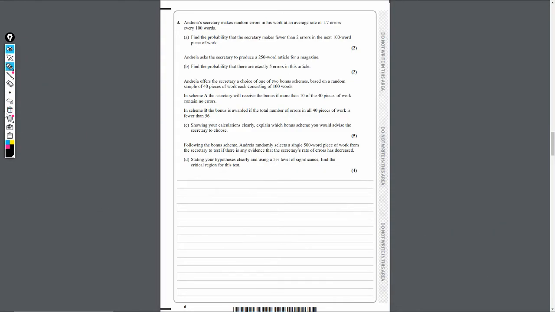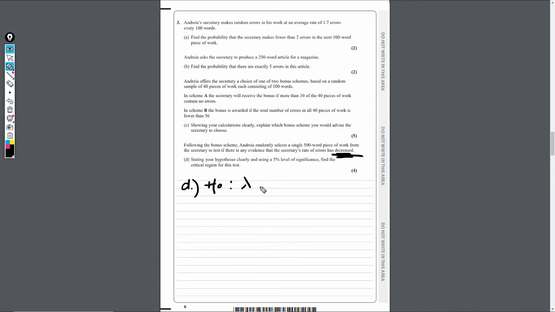And then finally, for part D, it's just a hypothesis test using a 5% level of significance. And what are we told? Following the bonus scheme, randomly select a single 500-word piece of work from the test, if there is any evidence that the errors have decreased. Okay, so that's the important bit. They've decreased. So this tells us what kind of tail this test is, whether it's a one-tailed or two-tailed test.